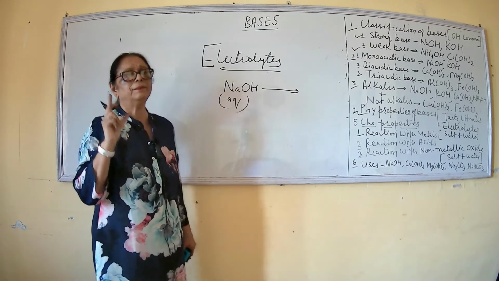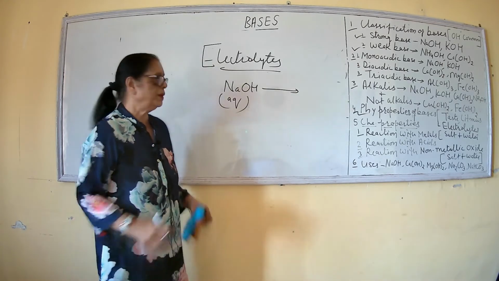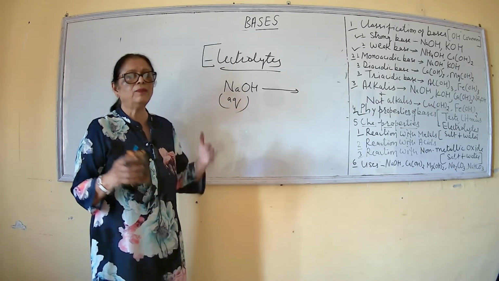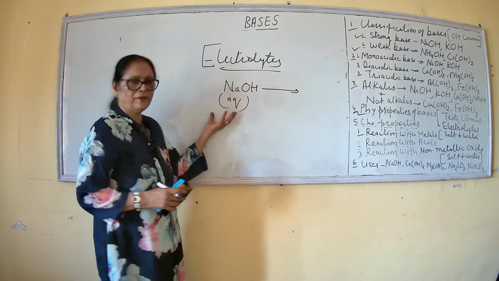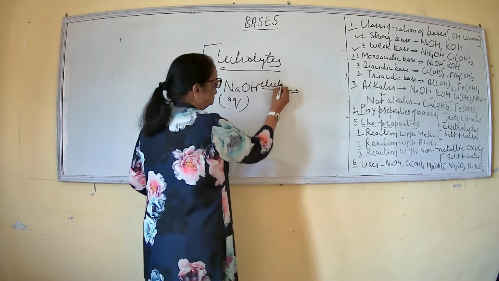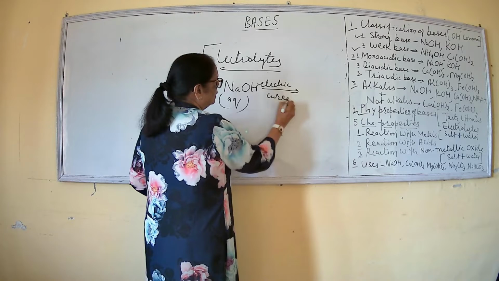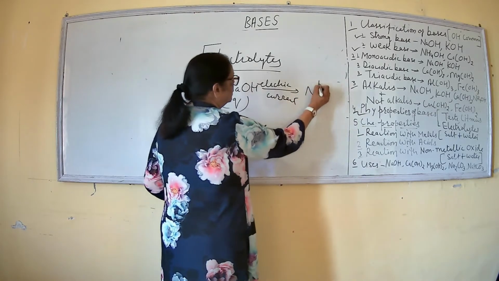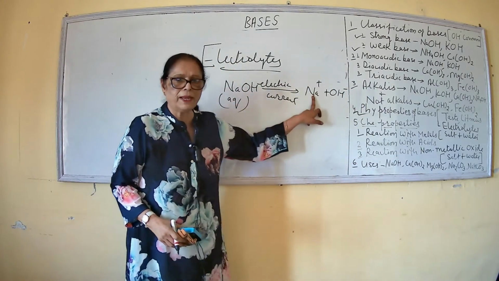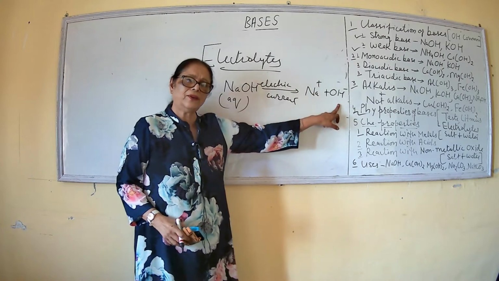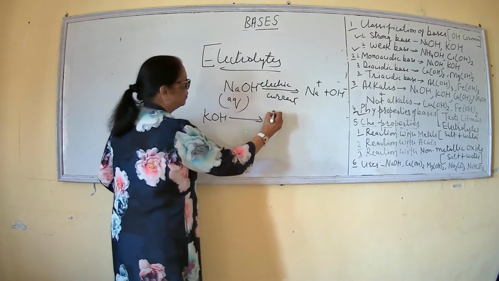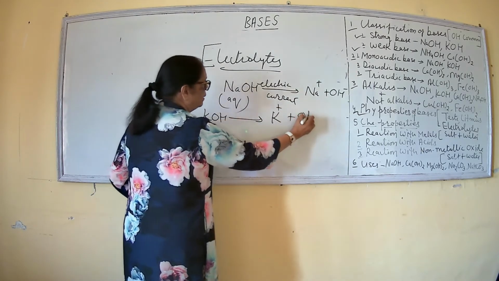Aqueous solution means water solution. You make its solution in water; in dry form they will not conduct electricity because ions will not move in dry form. So you have to make an aqueous solution and pass electric current. Then sodium hydroxide will get decomposed into its corresponding ions, that is sodium ion having 1 unit positive charge and hydroxide ion. Similarly, KOH will get decomposed into potassium ion and hydroxide ion.